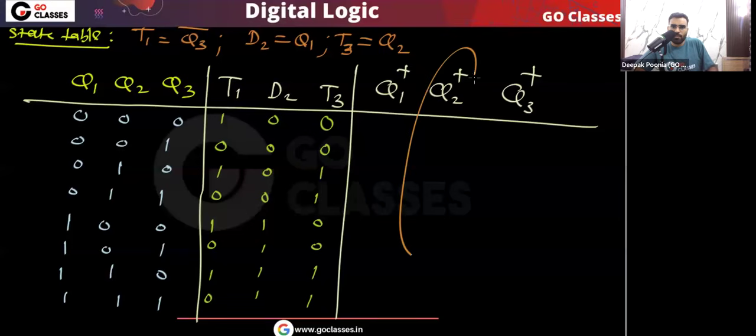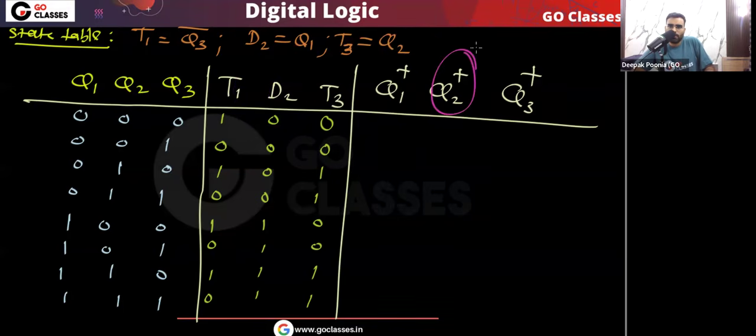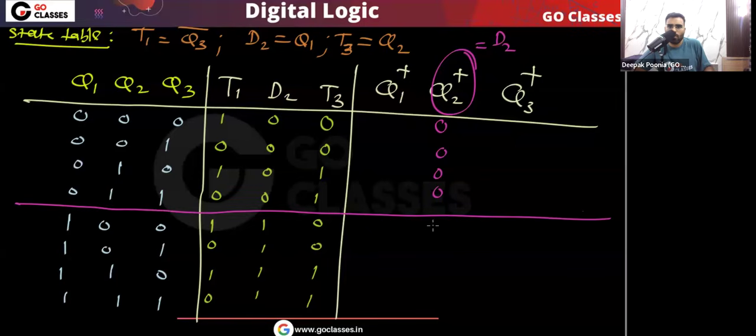Now let's see the next. Now tell me, what will be this Q2 next? Because you can see in the D flip flop, whatever is the D input, that will become your next state. So Q2 next will be same as D2. Correct? So here you can just directly write this D2 column here. Means 0, 0, 0, 0, and then 1, 1, 1, 1. Simple.